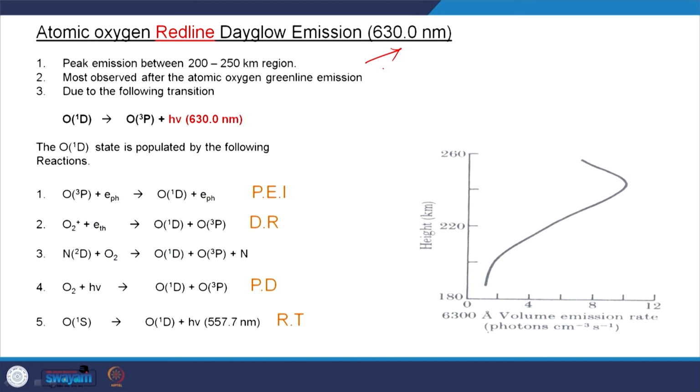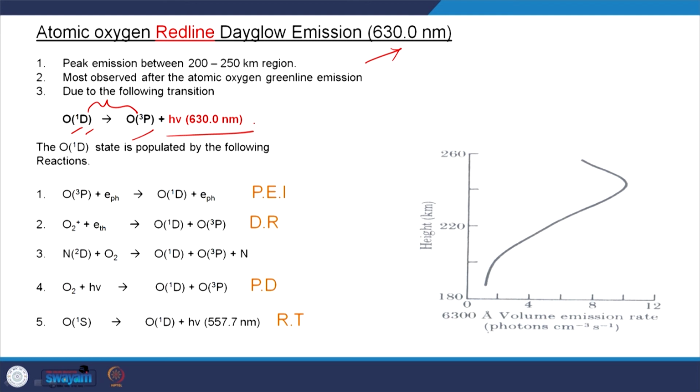This serves as a tracer to understand the atmospheric chemistry or the dynamics, and this transition occurs due to a spectral transition of oxygen in singlet D to triplet P. So, the difference of this energy is what is being emitted at a wavelength of 630 nanometers. Similarly, just like we have seen for the case of oxygen green line emission, oxygen also gets populated in 1D by various processes.